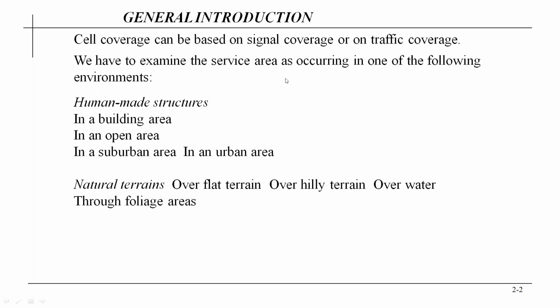Generally, the service areas are of different environments, like human-made or natural terrain. Human-made structures include open areas, urban areas or semi-urban areas, whereas natural terrains are hilly terrains, or some of them are flat, some of them over water, right? There may be inequalities in areas.